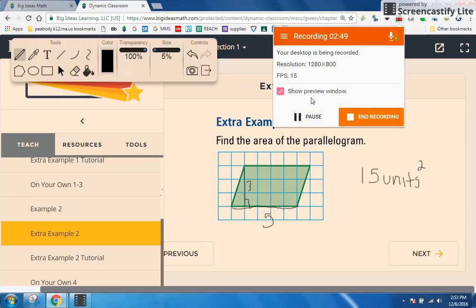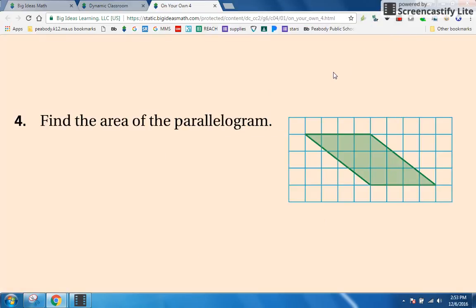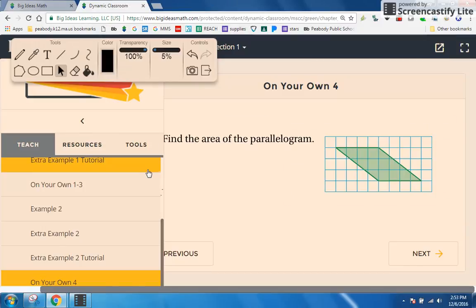So I'm going to bring up one for you to try. You're going to pause and try the next one. Try to figure out your base and your height, keeping in mind they have to make a 90-degree angle. And then once you find your base and your height, multiply them and label it units squared. Okay, so pause right now. Try that one on the back.